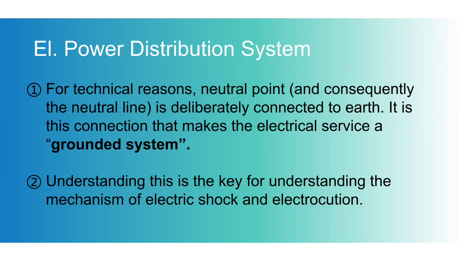So, the electrical power distribution system. Due to some technical reasons, the neutral point is connected to earth. This connection makes the electrical service a grounded system. This is also a key feature for understanding the mechanism of electrical shock. Generally, in a metal body equipment, there are three wires: phase, neutral, and earth.